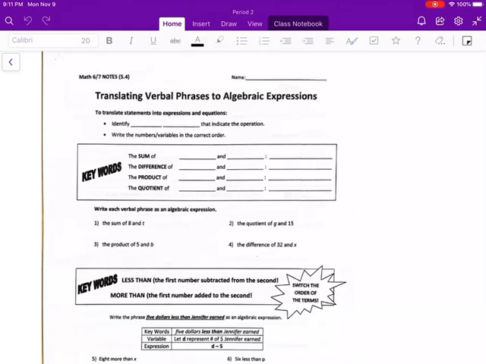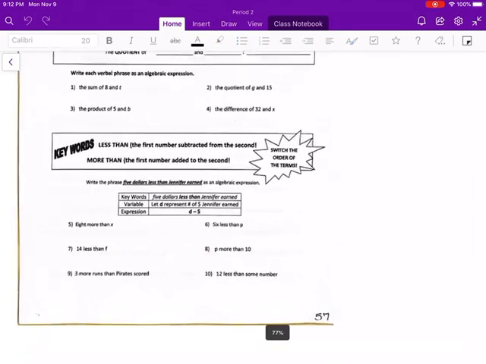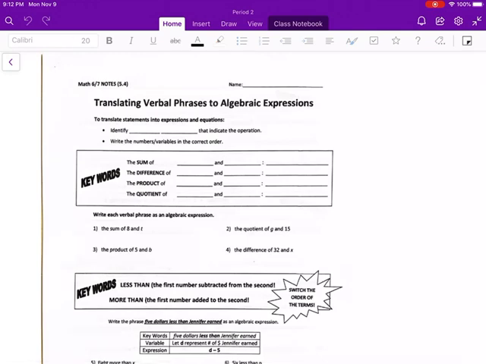Okay, so today we are going to talk about translating verbal phrases to algebraic expressions. So we're talking about phrases that we are going to turn into algebraic expressions. That means that we're going to write keywords as mathematical symbols, unknown numbers as variables, numbers in words we'll write them as numbers. So first, everybody make sure that we are looking at the packet, page 57.